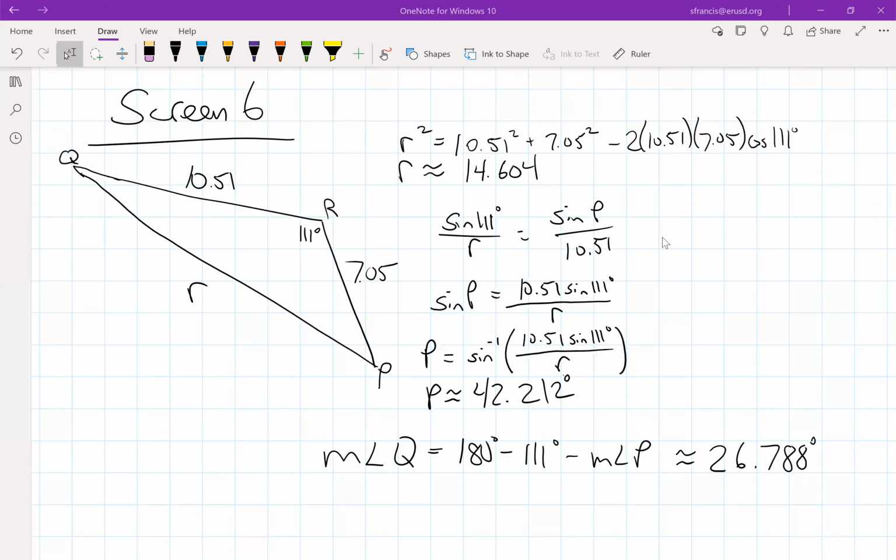Questions, comments, concerns? I did open up the next screen. So you can go on to, I have to draw it. I know I have to draw it, yes.